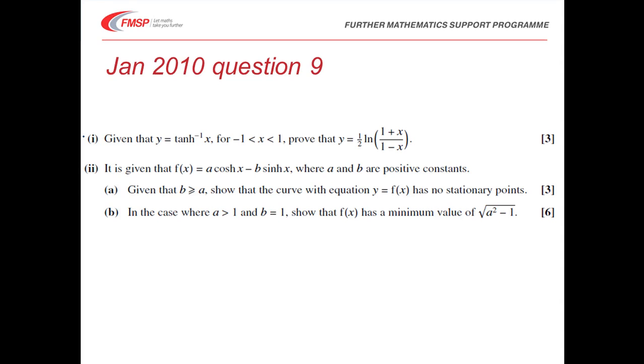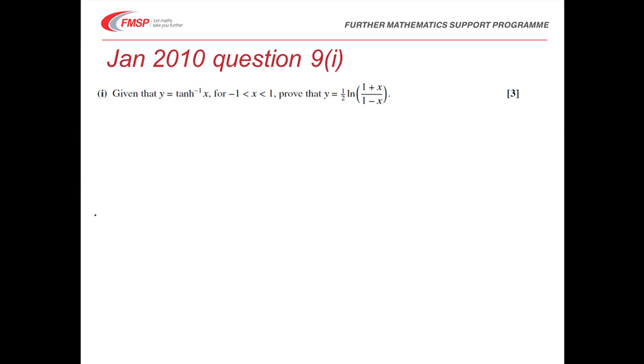And then in part 2 it says it is given that f of x equals a cos x minus b sin x, where a and b are positive constants. Part A says given that b is greater than or equal to a, show that the curve with equation y equals f of x has no stationary points. And in part B, in the case where a is greater than 1 and b equals 1, show that f of x has a minimum value of root a squared minus 1. So let's make a start at part 1.